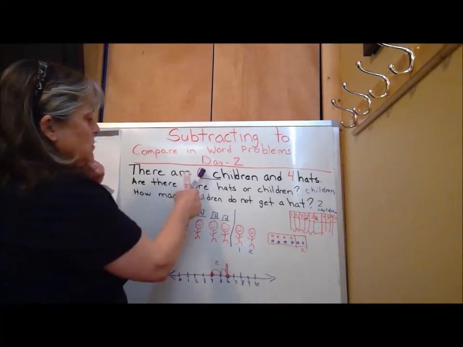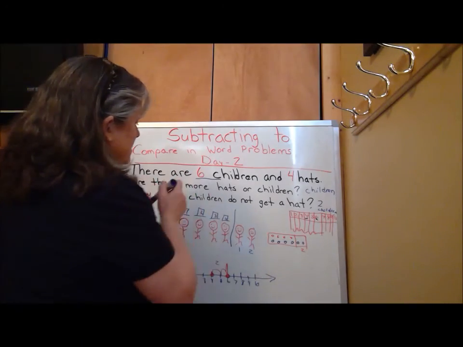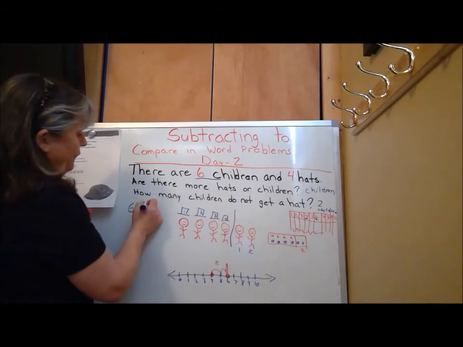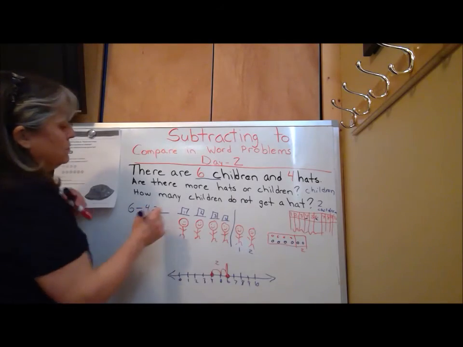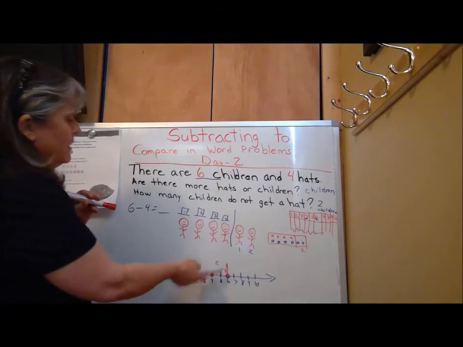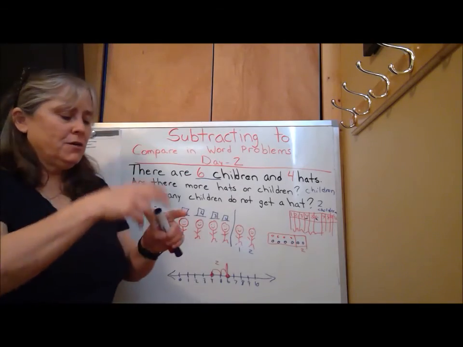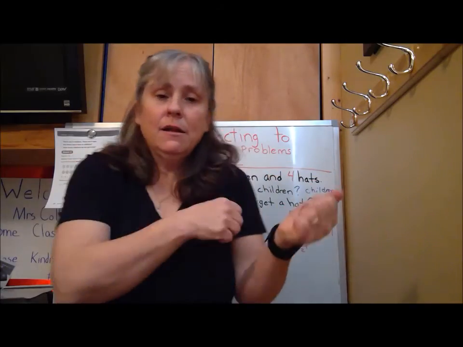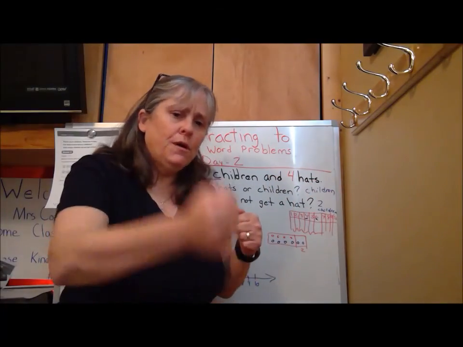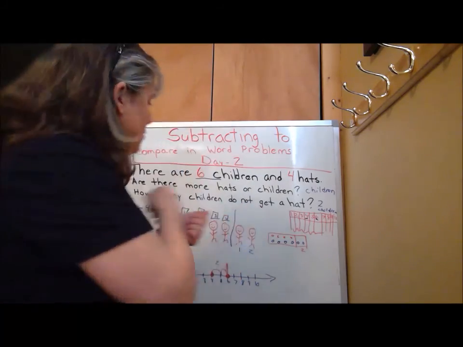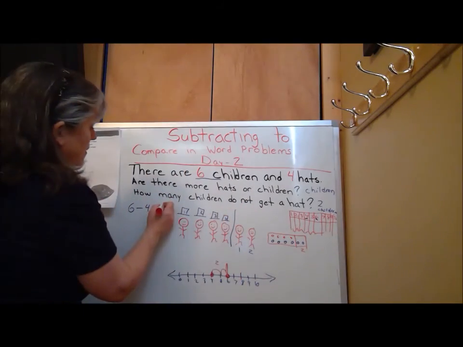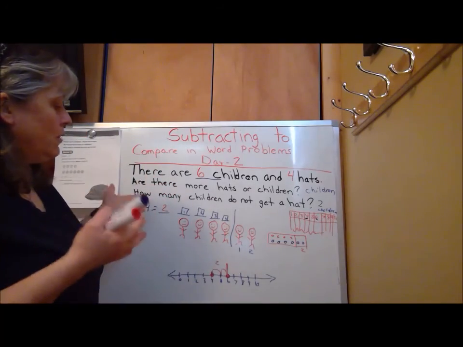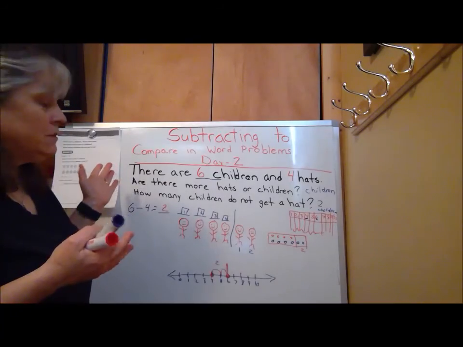I don't. So if I'm going to use subtraction, I'm going to start with the 6 children, my biggest number, minus 4 equals. And then I can use my number line, I can use my number graph, I can use my fingers. I could go like this, right? 6 minus 4 equals 2. I could do that. I could have gone 4, 5, 6 equals 2. So those are all ways to compare in word problems, to use subtraction to compare in word problems.